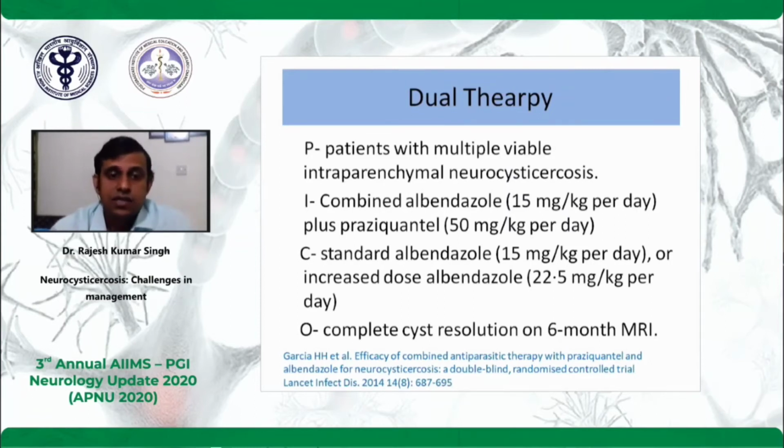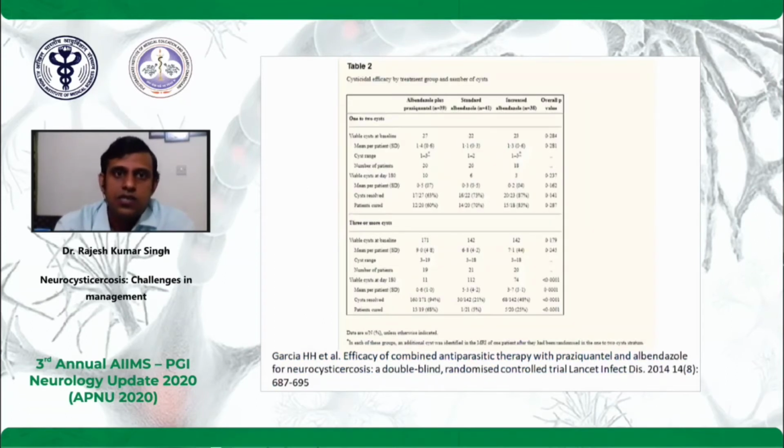So one study, this is a landmark study, was done by Garcia et al., in which they have used dual therapy. So, whether combined antiparasitic treatment for neurocysticercosis works, the PICO was patients with multiple NCC, and they have given combination albendazole plus praziquantel in the dose of 15 milligram and 50 milligram. And the control was either standard albendazole dose or increased dose of albendazole, and the outcome was complete cyst resolution on 6-month MRI.